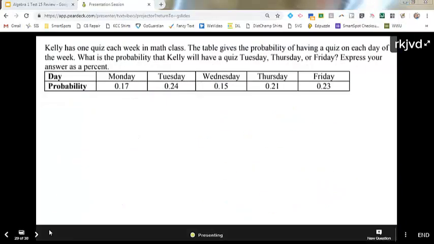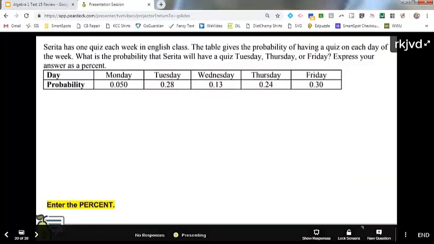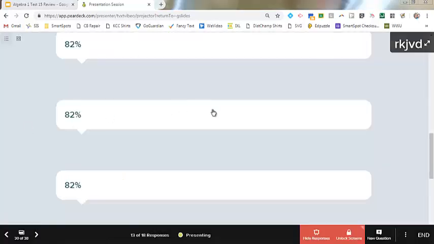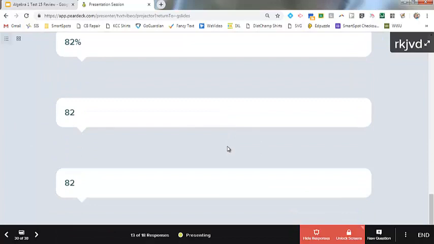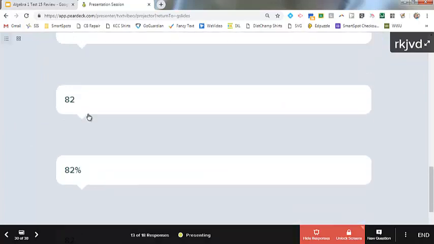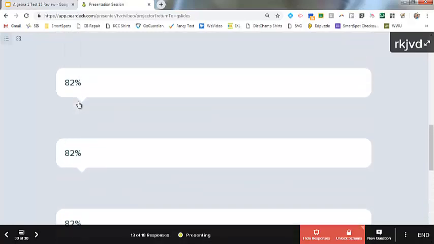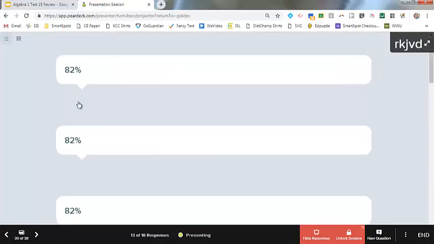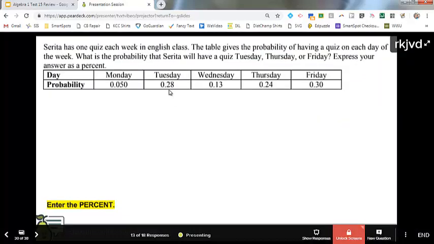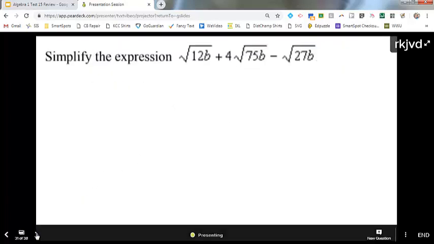All right. On your own. Oh, there we go. 82, 82. So these that do not have percentages, that's not a percent. This isn't a percent. If it says enter the percent, you need to enter the percent. Okay, make sure we're doing that. So all we had to do there was add the dates that they say. Tuesday plus Thursday plus Friday, multiply it by 100.